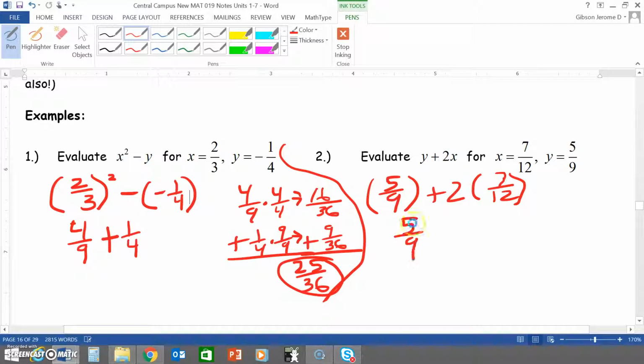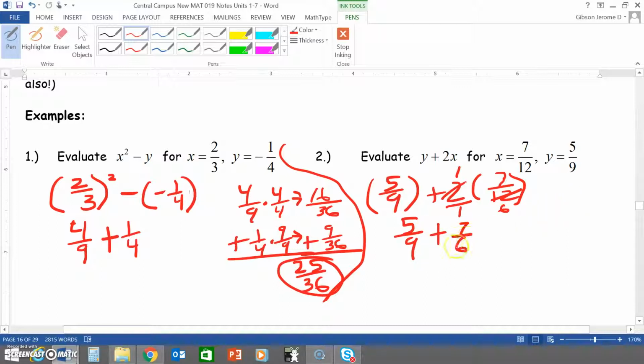So we could bring down this first fraction. We don't really need the parentheses here anymore. And then plus, we could put this 2 over 1. And we could do the simplifying before we multiply. 2 goes into 2 once. 2 goes into 12 6 times. So we could do 1 times 7 is 7. And 1 times 6 is 6. So we have 5/9 plus 7/6.